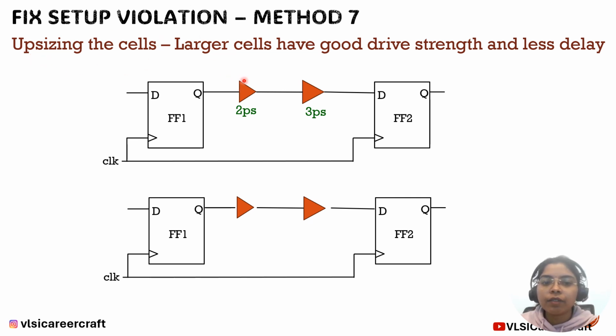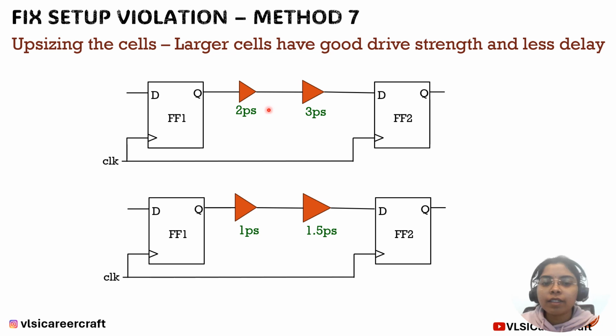Let's say I have two small buffers which are sitting in between the launch flop and capture flop. These two buffers are contributing a delay of 5 picosecond, and it is hard for me to satisfy the setup time check equation. So what I'll do, I'll increase the sizes of these buffers so that the delay of the buffers is reduced to almost half, that is 2.5 picosecond.